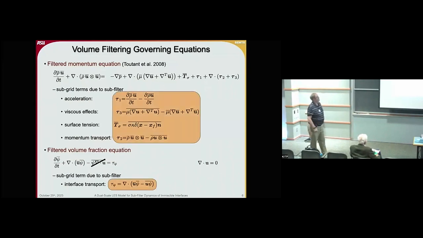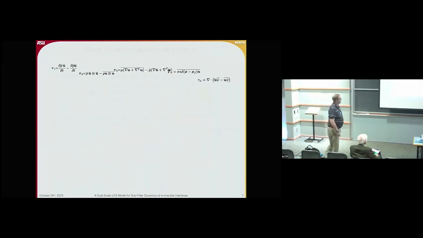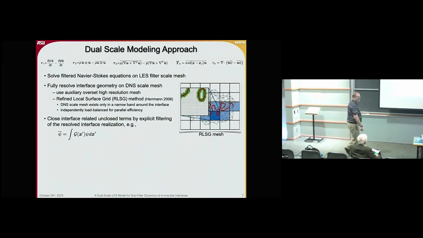So the traditional approach is to try to come up with closure models for each one of these terms, inferring from the resolved scale what happens on the subfilter scale. But as I try to point out, that might be a bit tricky for atomizing flows. So here's the alternative approach, the dual scale approach.